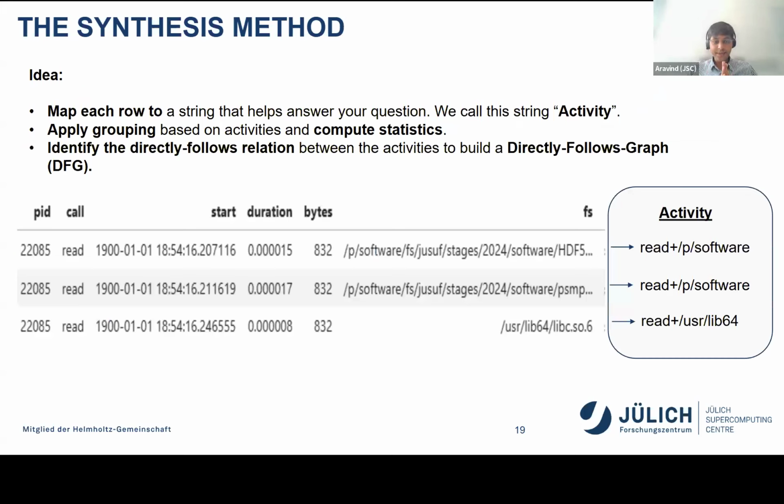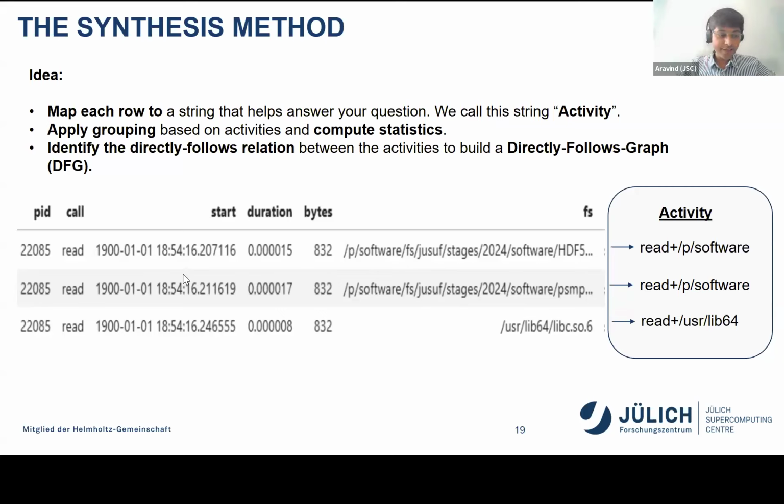So the idea is, let me call each line of this log an event. The idea is to map each event to a string called activity, which helps you answer certain questions. This activity is a way for you to navigate or query this event log. For example, I map every event to a named entity called activity, which concatenates the name of the system call and the first two levels of the file path, because with the first two levels I can infer the file system on which this IO was performed.